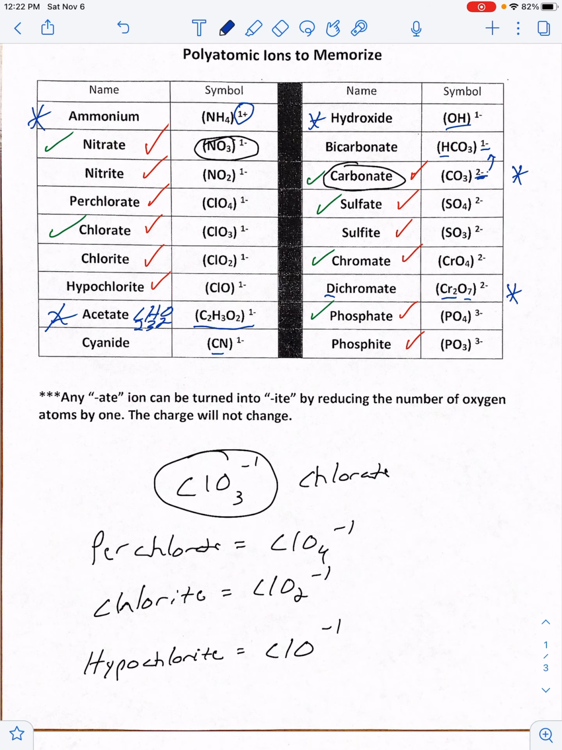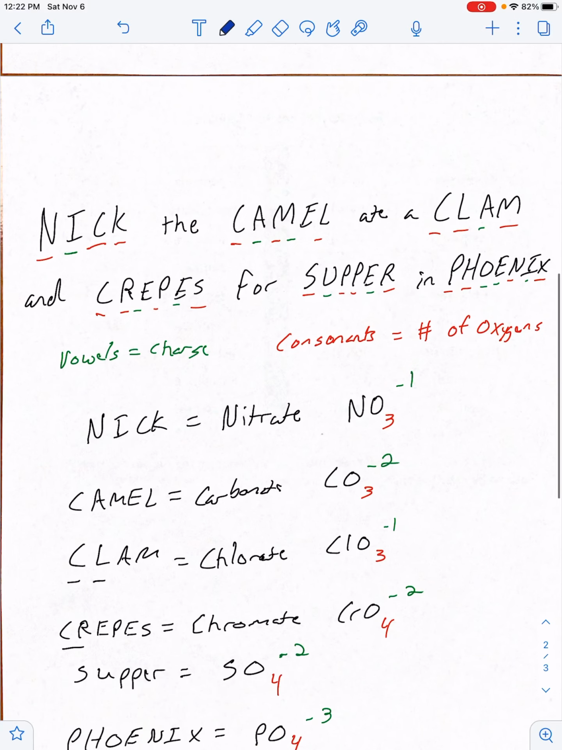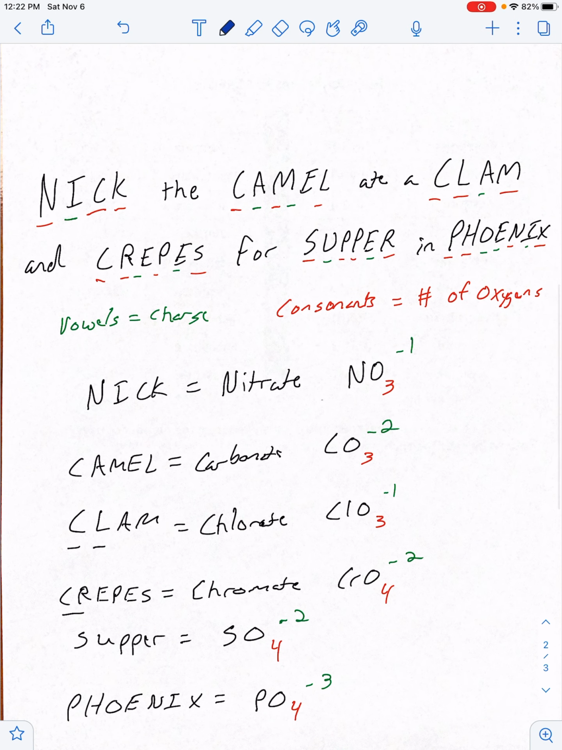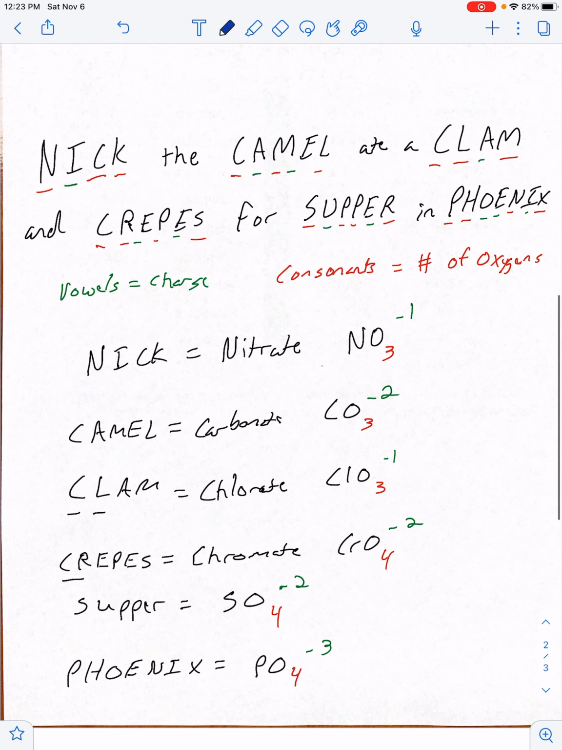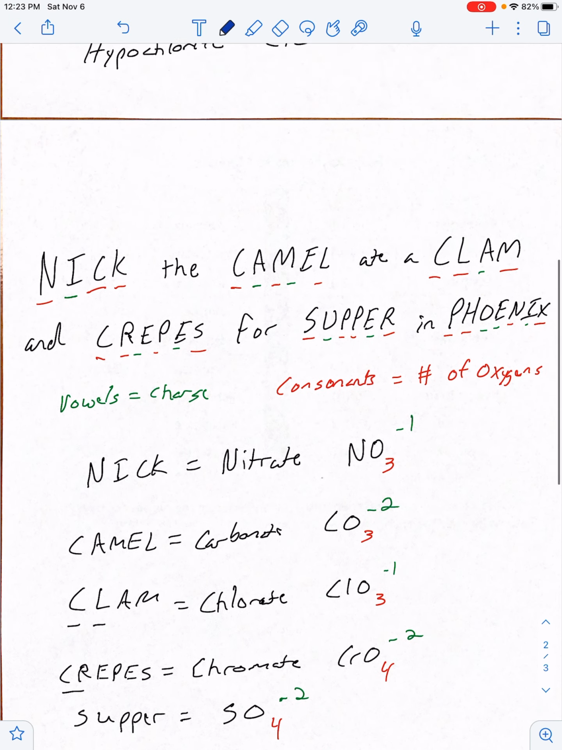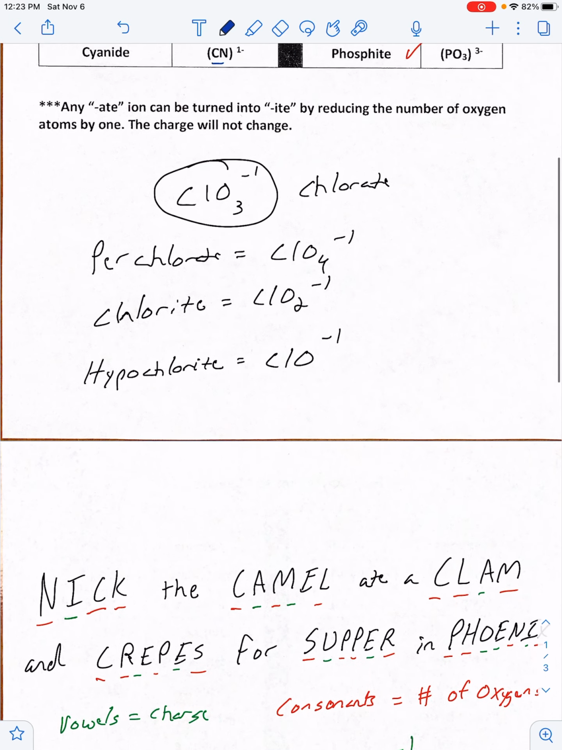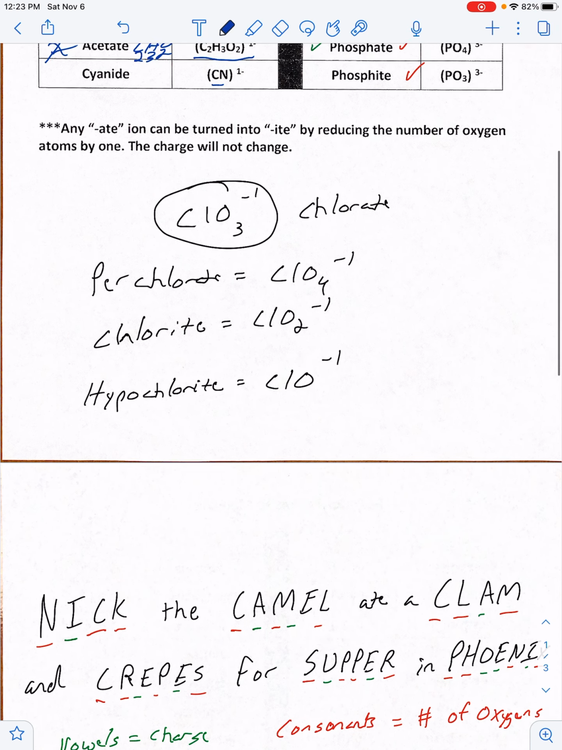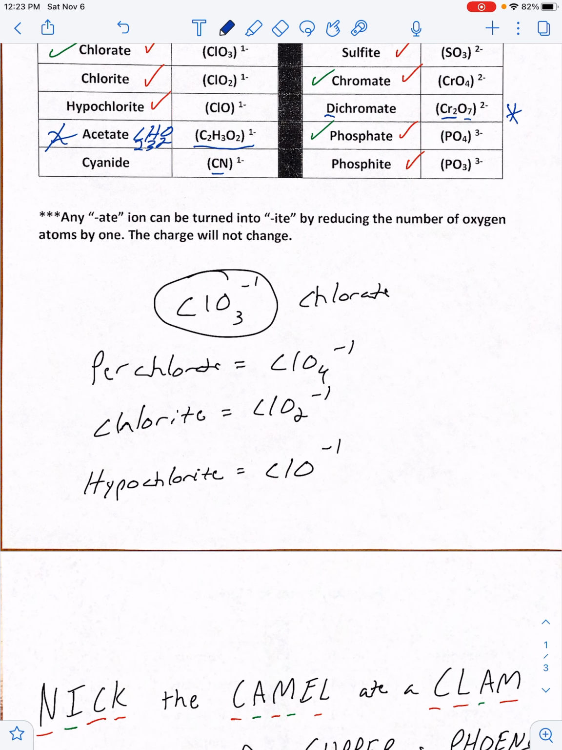If you get this sentence down, Nick the camel ate a clam and crepes for supper in Phoenix, and you know how to break down the vowels and the consonants, this will make your life a lot easier, because I still use this sentence whenever I'm thinking of these polyatomic ions. Then just make sure you know your naming. Remember, if you add per to it, you're adding an oxygen. If you go from ate to ite, you took away an oxygen. And hypochlorite means you took away 2 oxygens.